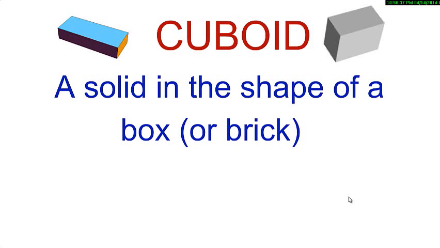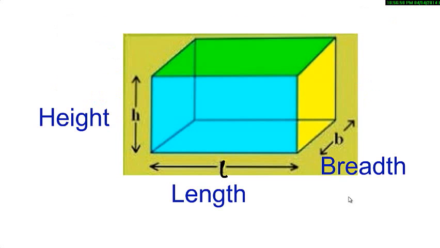A cuboid is a solid which belongs to the family of regular prism. A solid in the shape of a box or a brick is called a cuboid. It has 6 rectangular plane surfaces called faces. The length, breadth and height of a cuboid is generally denoted by the letters L, B and H.